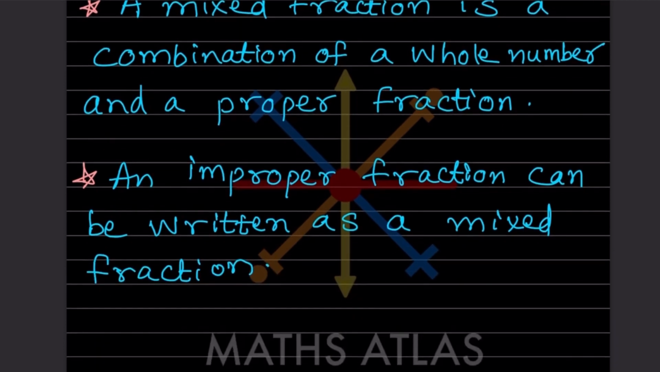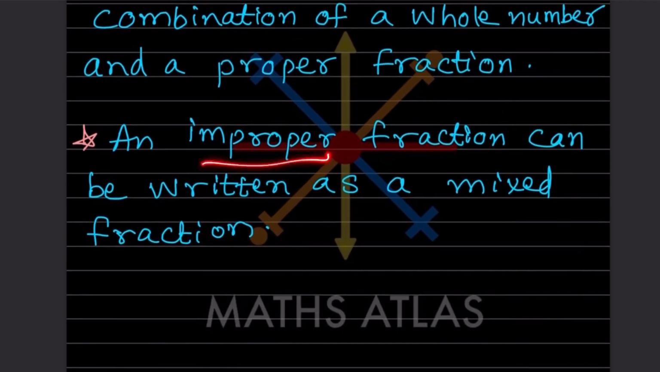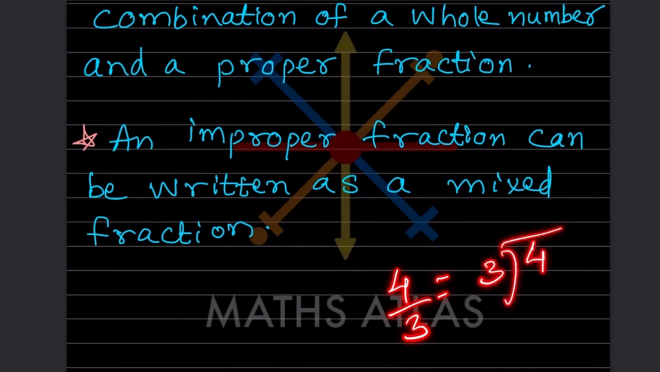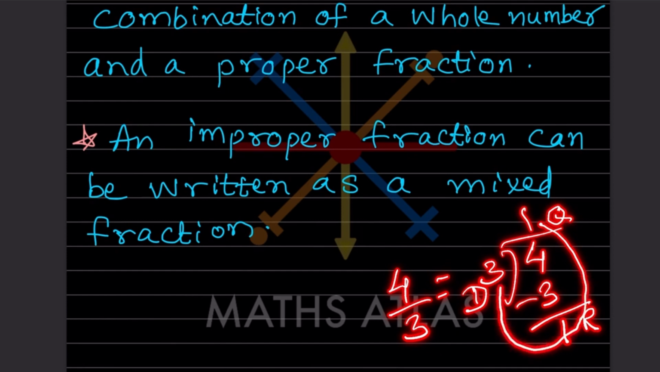So now, whenever you get an improper fraction, it can be written as a mixed fraction. As I told you before, suppose you are getting 4 by 3. So you have to divide 4 divided by 3, that is 3 ones are 3, and the remainder is 1. You will start with the quotient, then the remainder, and then the divisor. So you will go in this way. Remember this.